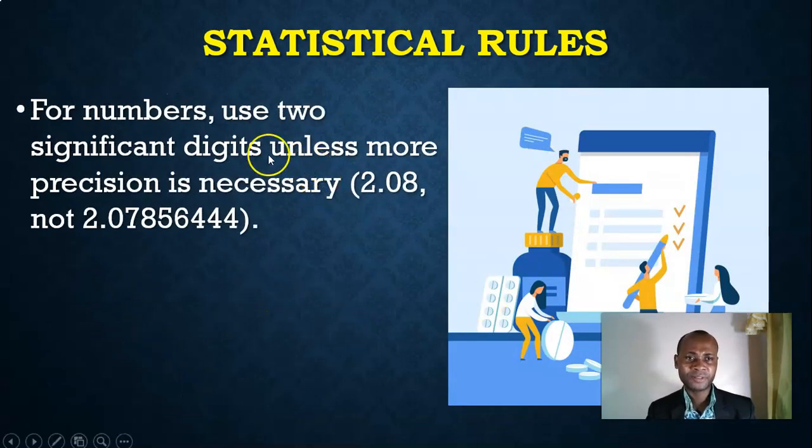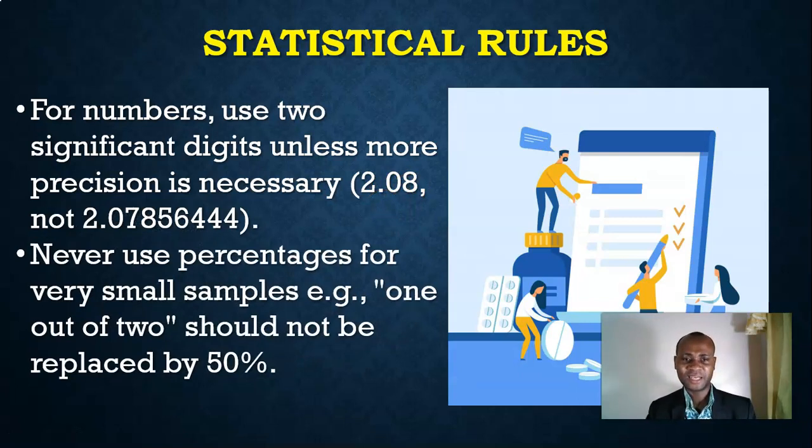For numbers, use two significant digits unless more precision is required. So instead of writing 2.0785 blah blah blah, just write 2.08.